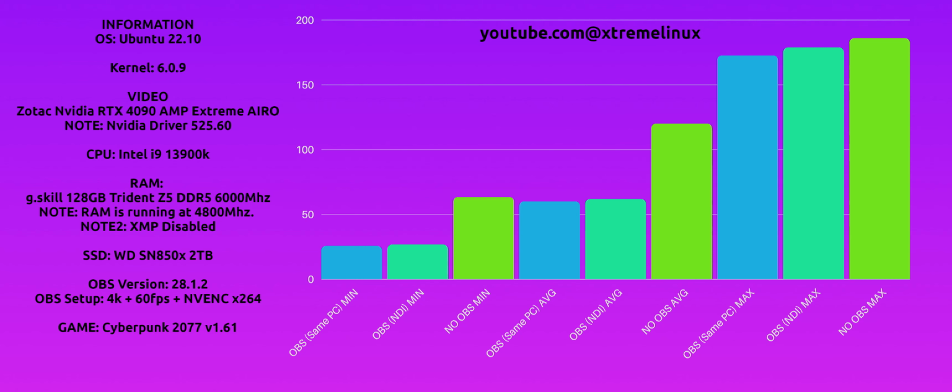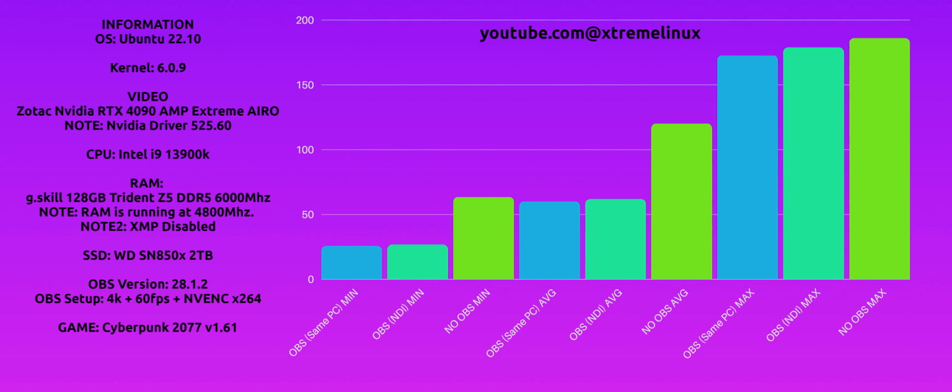And based on the graphs, you can see what happened the moment that I stopped using OBS, and the difference between running OBS using NDI and running it on the same computer. So, for example, for OBS running on the same computer where the game is running, the minimum was 25.39 as I was able to record here, the average was 59.82, and the maximum was 172.43.